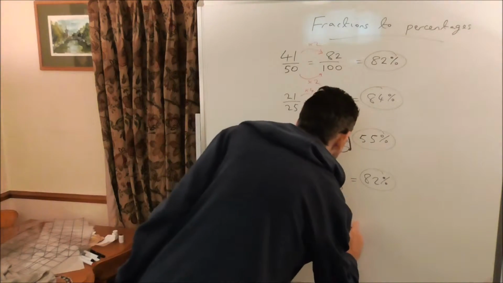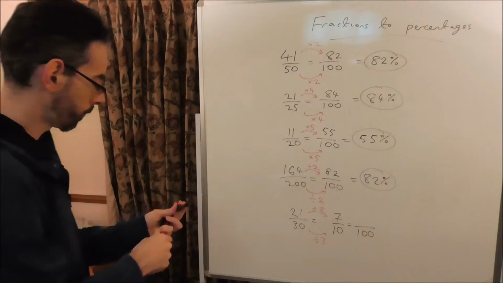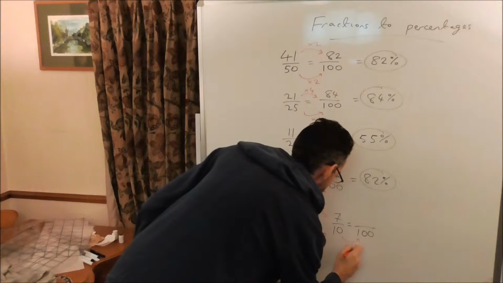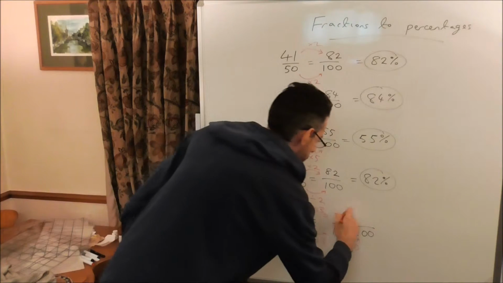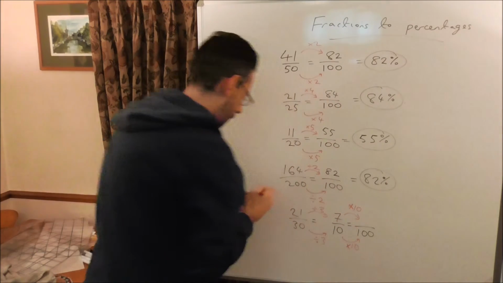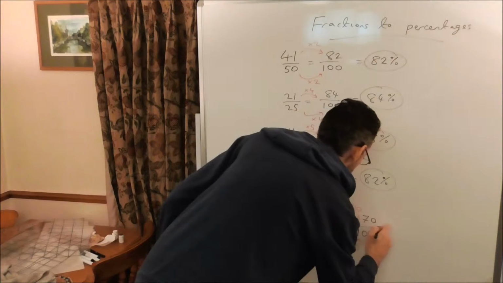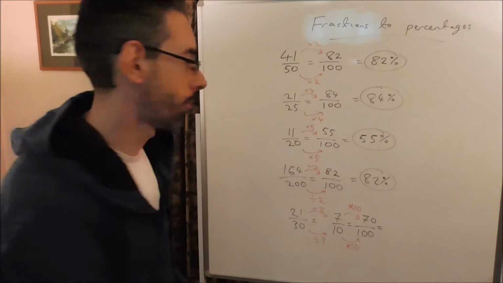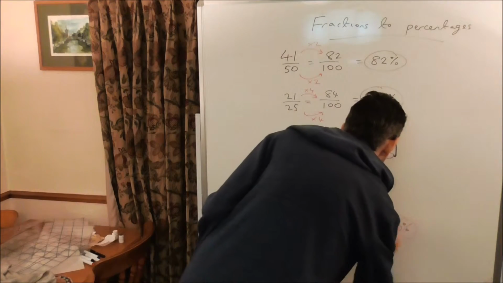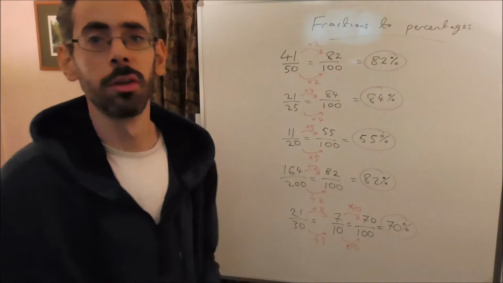So 7 over 10. To get it out of 100, we need to multiply top and bottom by 10, because 10 times 10 is 100. So we need to do 7 times 10 as well, which is 70. So it's 70 over 100, which is just 70%. So 21 over 30 is the same as 70%.